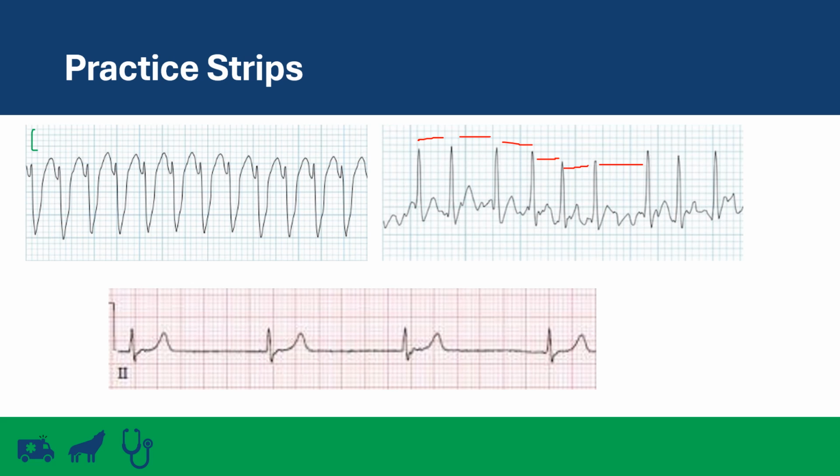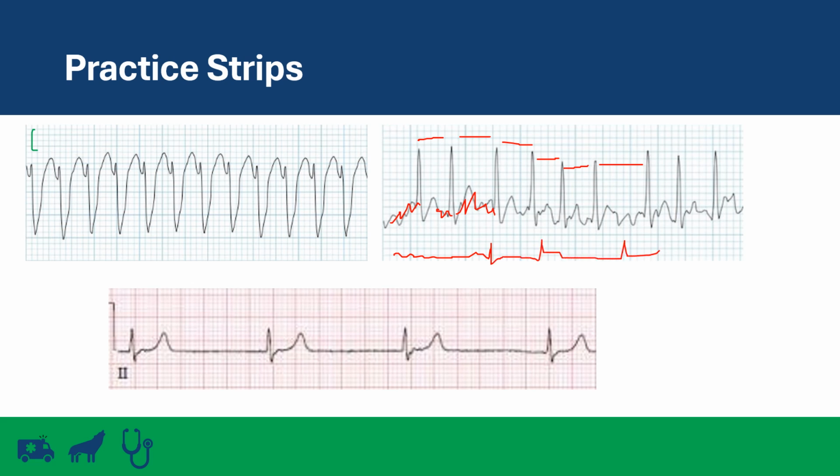Notice how coarse this baseline is. So interesting thing about AFib is the newer the onset of the AFib, the more coarse the baseline will be. See how it's all kind of a lot of artifact looking. But then the longer someone has AFib, the more smoothed out that baseline will be before you get the irregular complexes.